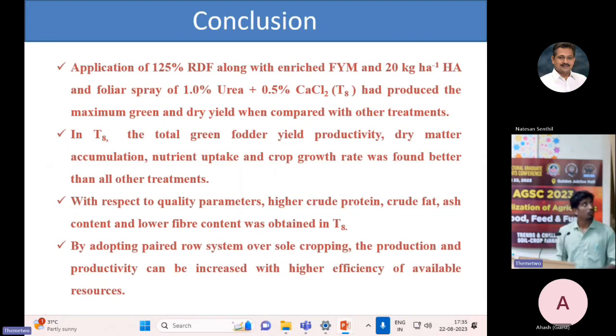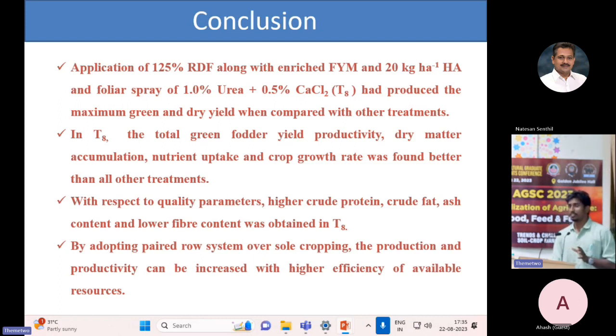From this experiment, I conclude that application of 125% RDF along with the enriched FYM and 20 kg of humic acid will increase the maximum green fodder and dry fodder yield, and it also increases the nutrient use efficiency, which will directly influence the dry matter accumulation, and the crop growth rate is also influenced.